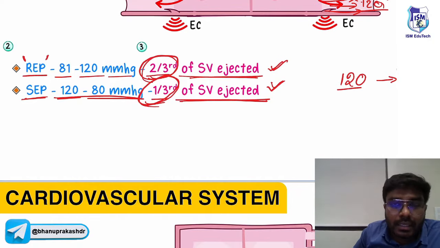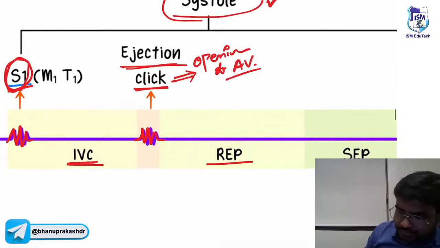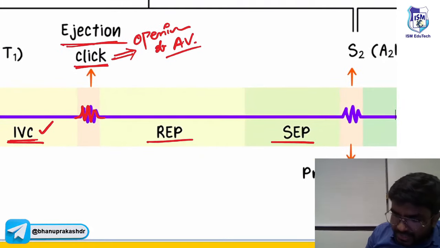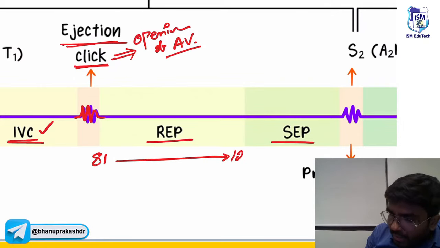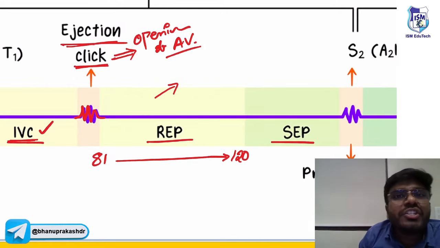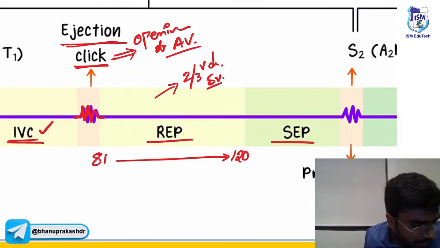Okay, completed. Now come to the timeline diagram. This is the timeline. After isovolumetric contraction, there is the rapid ejection phase. In the rapid ejection phase, the pressure is increasing from 81 to 120. How much stroke volume is getting ejected? 2/3 of the stroke volume is getting ejected.